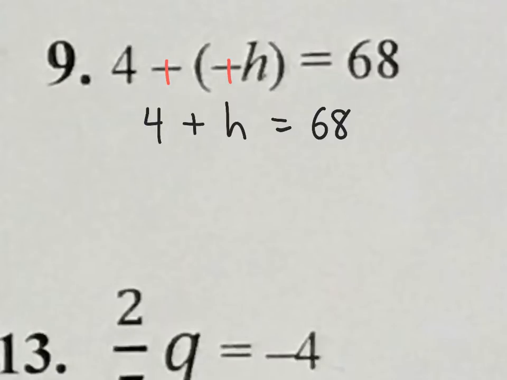Let's get rid of that addition of 4. How do you get rid of the 4? You subtract 4. And of course, what you do to one side, you do to the other side. So on the left side, obviously it cancels out. You have h that comes down, the equal sign comes down, and 68 take away 4 is 64.